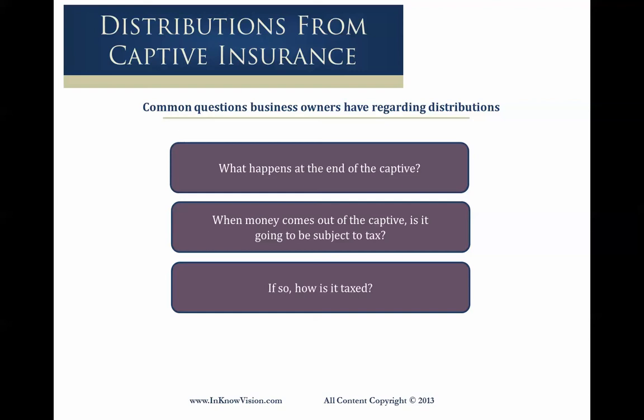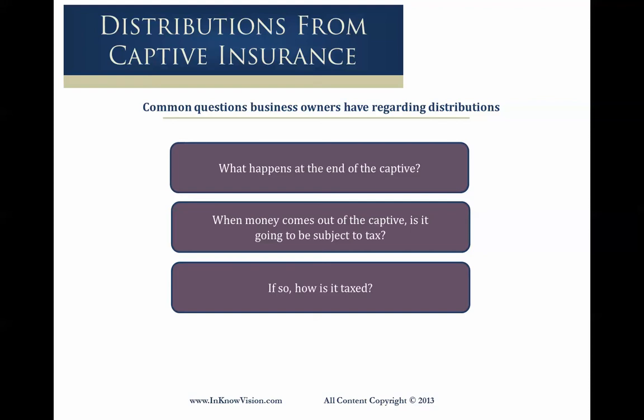So we're going to address three quick questions here. What happens at the end of the captive? When money comes out of the captive, is it subject to tax? And if so, how is it taxed? So there's really an embedded question: what happens at the end of the captive?